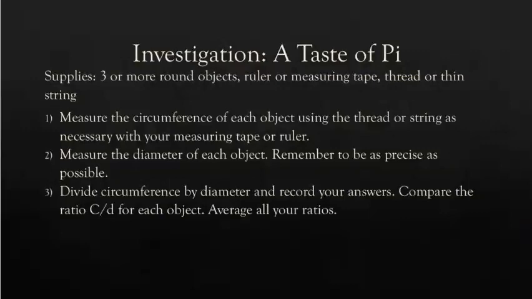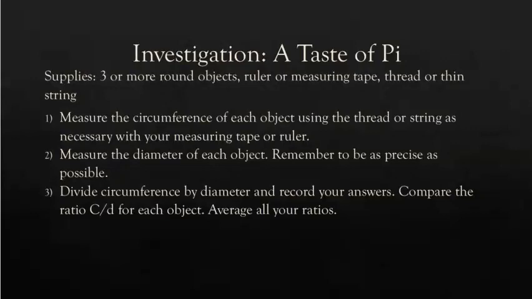So our investigation today is going to need 3 or more round objects, 3 or 4, a ruler or tape measure, and then thread or some kind of thin string to help you measure things. We're going to measure the circumference of each object. Use the thread or the string as necessary to go around the object and then pull it straight against your tape measure or ruler. Measure the diameter of each object.